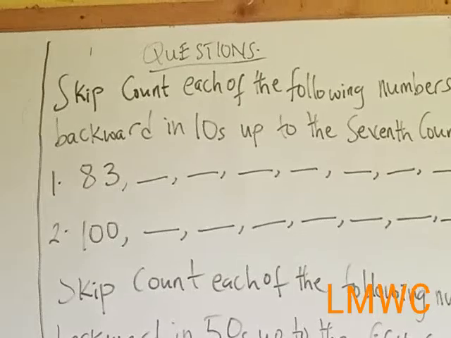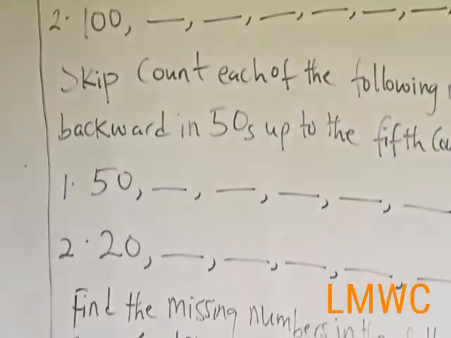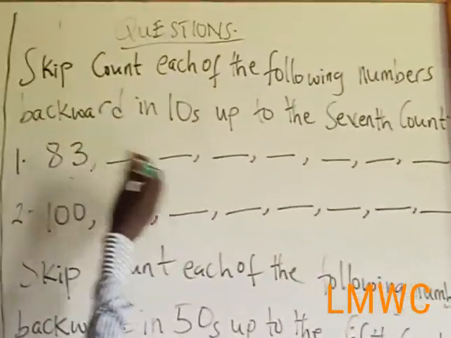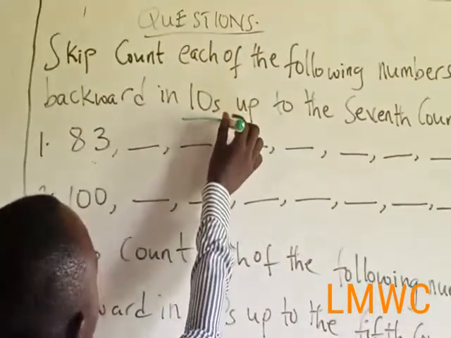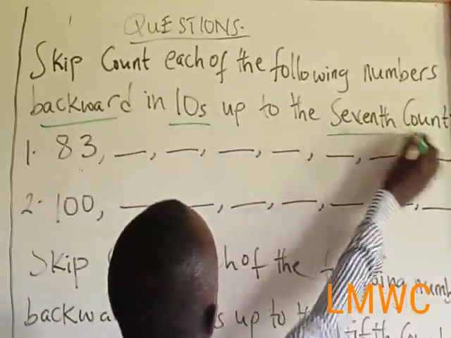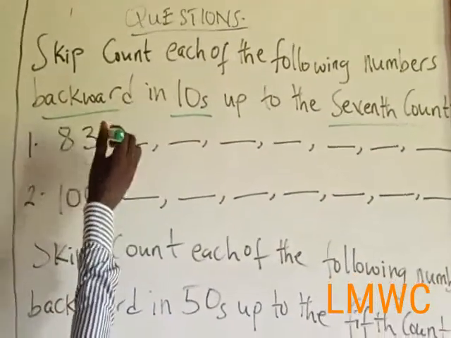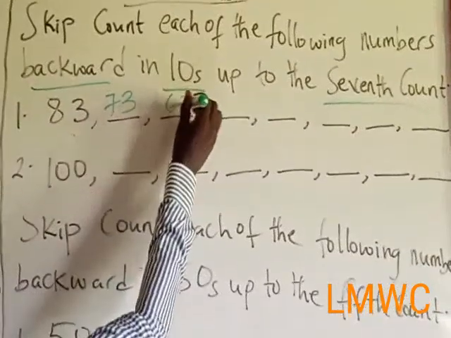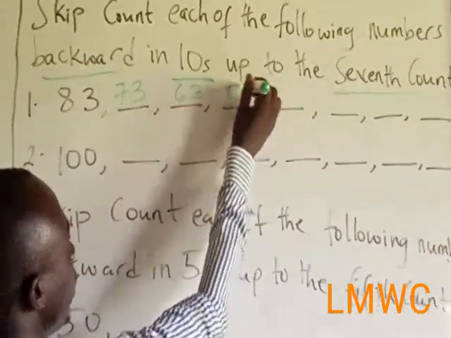Let us take these questions. Skip count each of the following numbers backward in tens up to the seventh count. So backwards, we subtract 10 from this. Keyword is tens, backward, and up to the seventh count. So 83 minus 10 is what? 73. Minus 10, 63. Minus 10, 53.